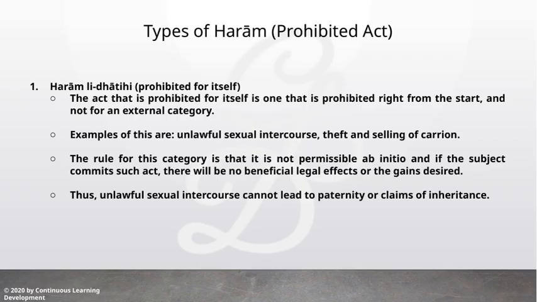The key point here is that if someone commits such an act, there are no beneficial legal effects or gains that can come from it. For instance, unlawful sexual intercourse does not grant paternity rights or inheritance claims. The prohibition is absolute and rooted in the very act itself, not just in the consequences or external factors. Understanding this helps us see that certain acts are inherently wrong according to Islamic law, and that prohibition is clear from the outset. It's an essential part of understanding the overall framework of what is permitted and what is not in our religion.